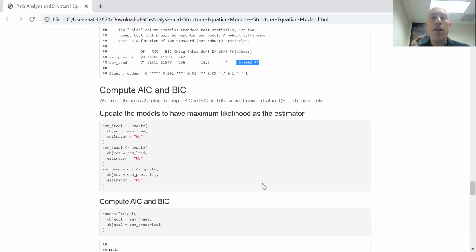So the non-nest2 package lets us compute these very nicely, and we'll actually do a confidence interval on the difference between the information criterions. There's a catch though. That catch is that we need to have maximum likelihood estimators going on. So we're going to take the models that we've already established, use the update function, and change the estimator to maximum likelihood. Once I do that, it's going to work out beautifully. We do this for all three of the models.